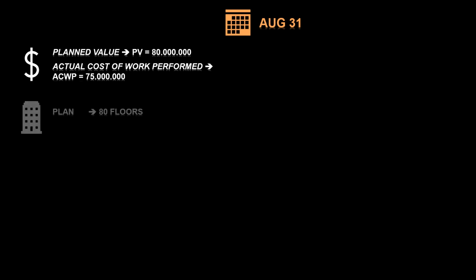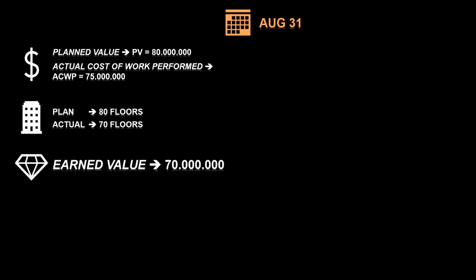But let's have a look at the building. So the plan was to finish 80 floors after 8 months, but then we realized that we have actually only finished 70 floors. That means we have completed work which is worth $70 million, and this figure is called earned value, or budgeted cost of work performed, BCWP.